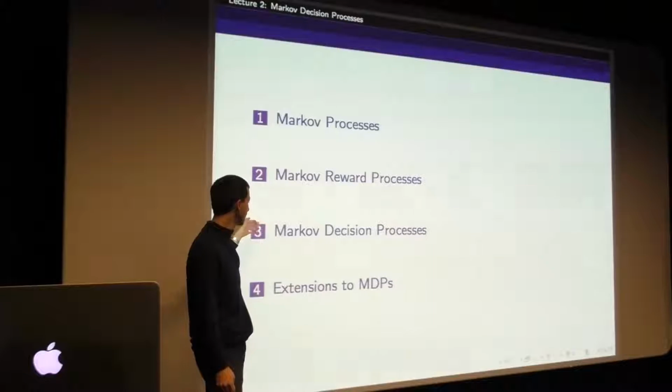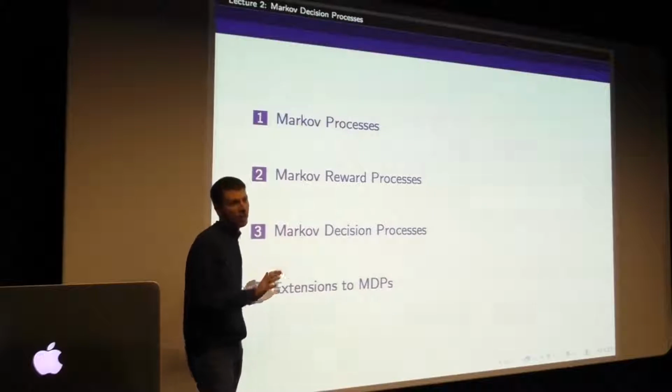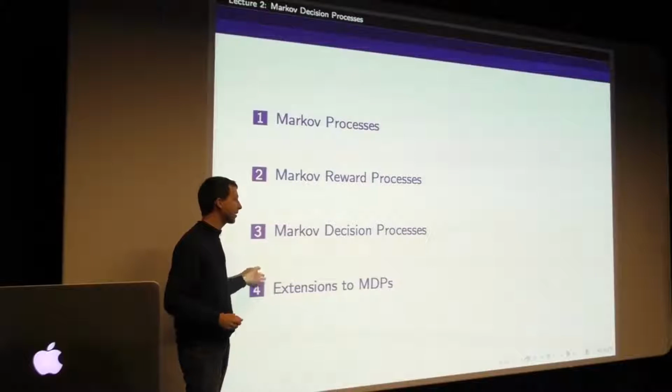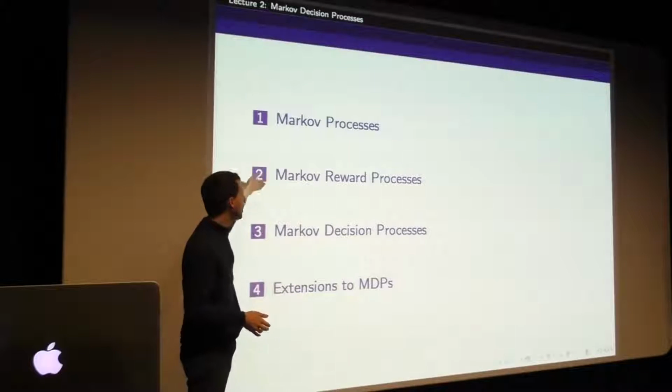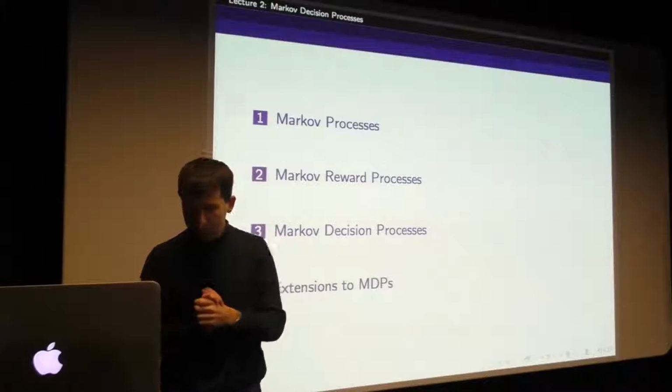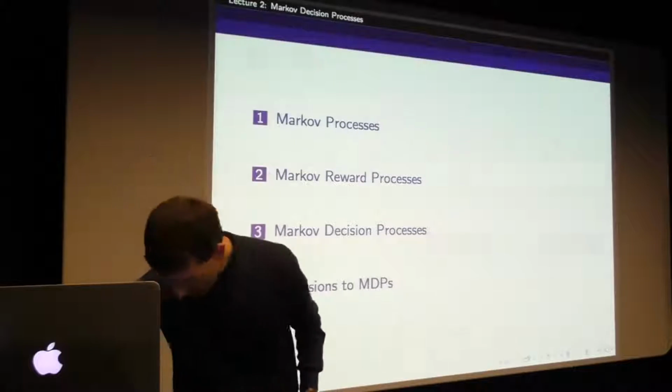First of all, by adding rewards in to give a Markov reward process, then by adding actions in to give a Markov decision process, and finally we probably won't have time to actually talk about them, but they're in the lecture notes for those of you who are interested. There are a lot of extensions to MDPs where we can move beyond these three settings and add in even more complexity like partial observability and so forth. So I'll begin with the basics.